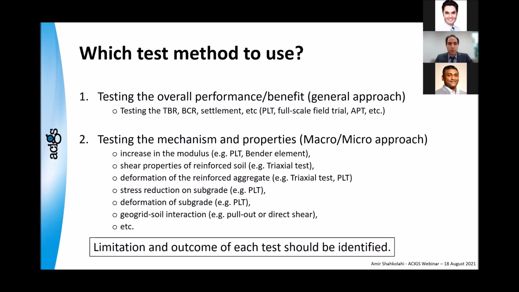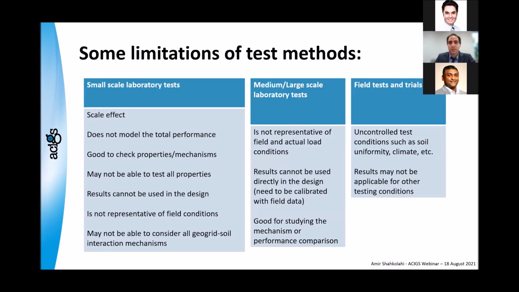For example, do we want to test the increase in the modulus? Or do we want to test the shear properties? Do we want to test the deformation of geogrid or reinforced aggregate, or the stress reduction, or deformation of the subgrade? So we should know what we want to test. And of course, the limitation of each test should be considered. For example, these are some of the limitations of the tests.